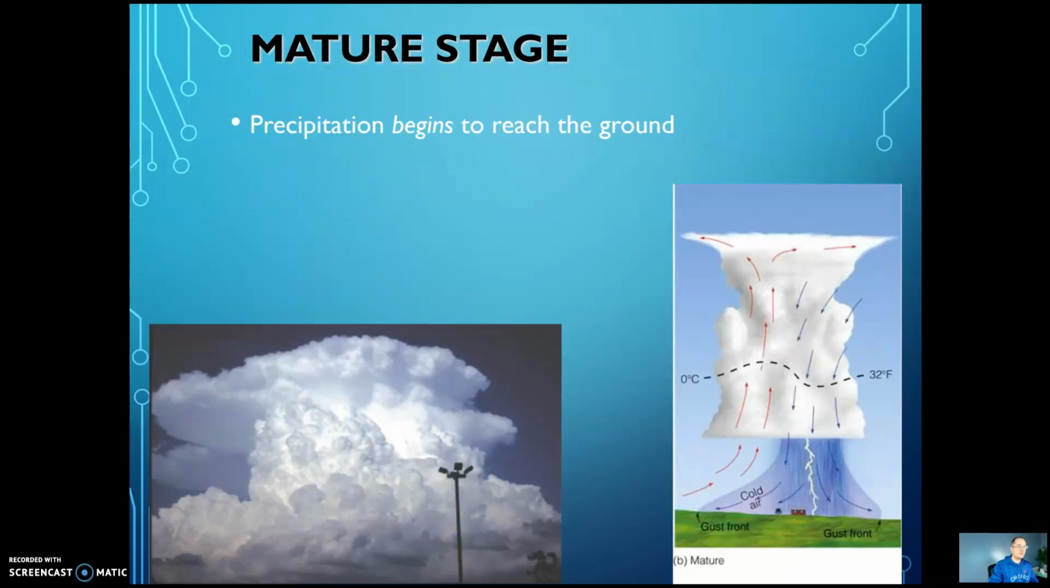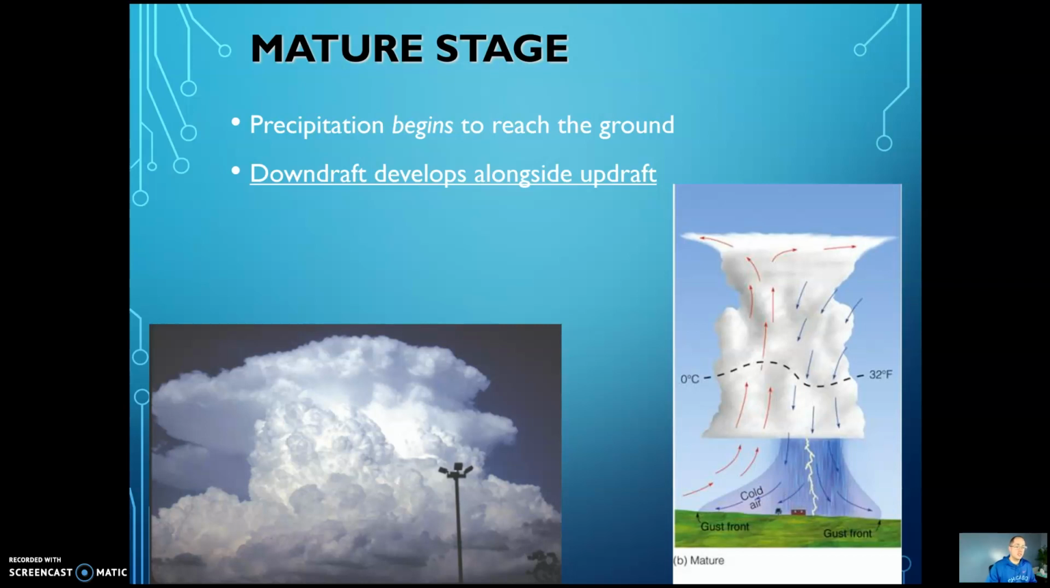Mature stage is when we are now pairing things with that downdraft, and precipitation begins to reach the ground. You can still see our updraft on the left side of our schematic here, the red arrows rising up into the cloud and spreading out at higher and higher levels. But alongside it, we now have blue sinking arrows. The red is to show warm air rising, and the blue is to show that there's precipitation-cooled air sinking.